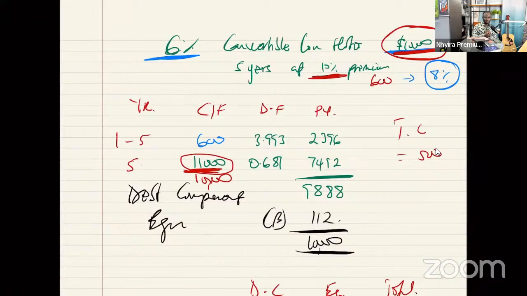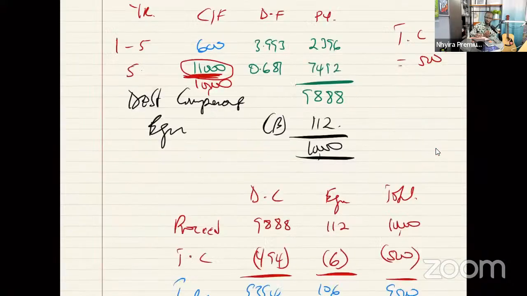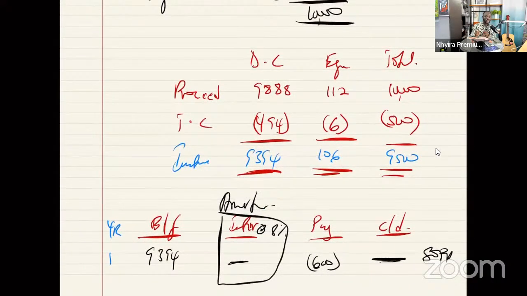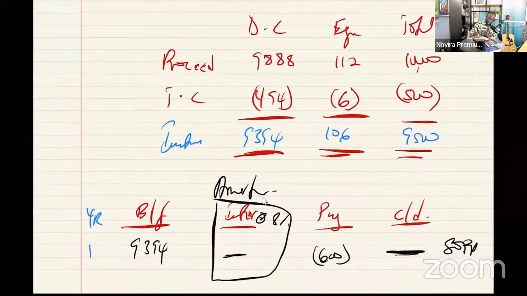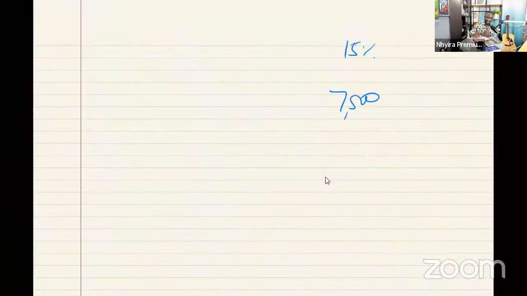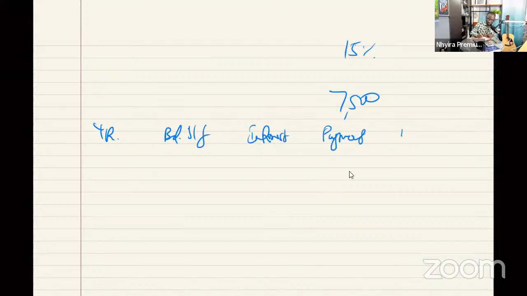Okay, Nhyira, what about payable in arrears and advance? The financial liability is paid in arrears or advance. Usually we expect interest to be paid in arrears, meaning the interest will be paid at the end of the year. So in arrears, your schedule will go this way: balance brought forward, then interest, then payment, then balance brought down. So we expect this is arrears, because normally interest will be paid at the end of the year.